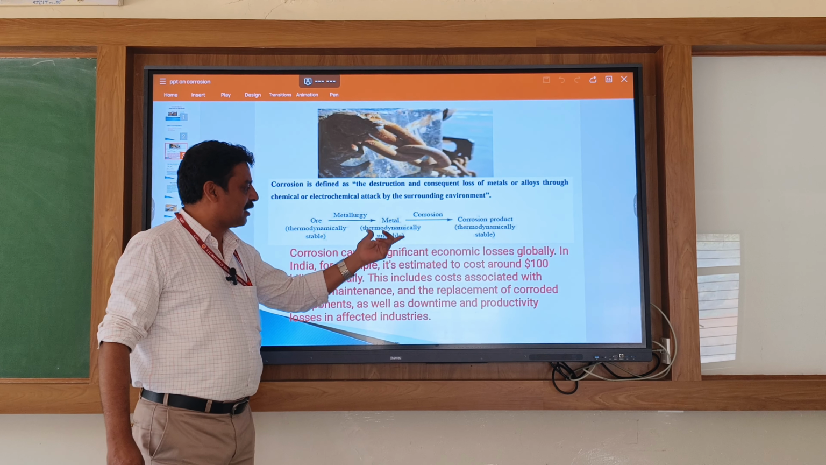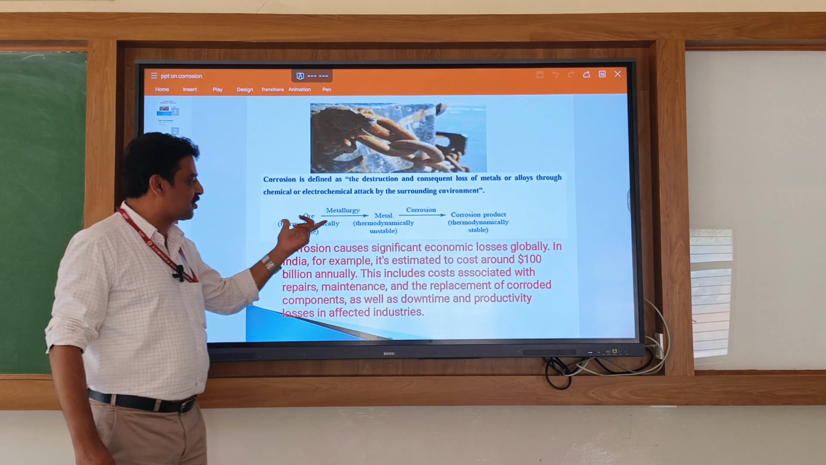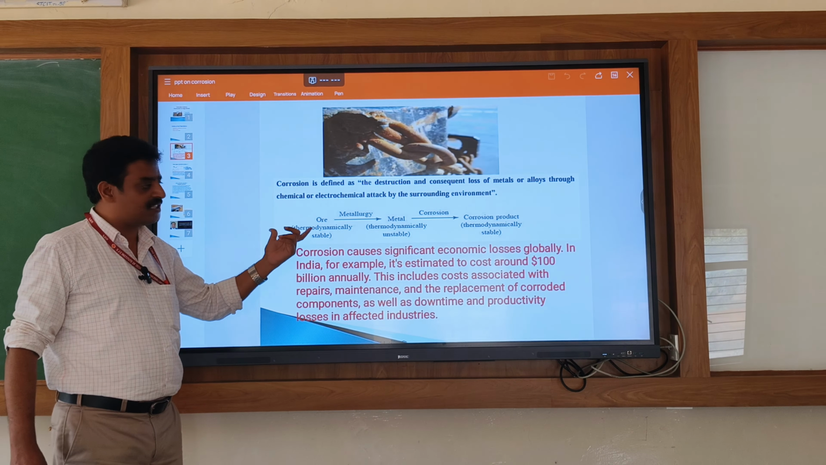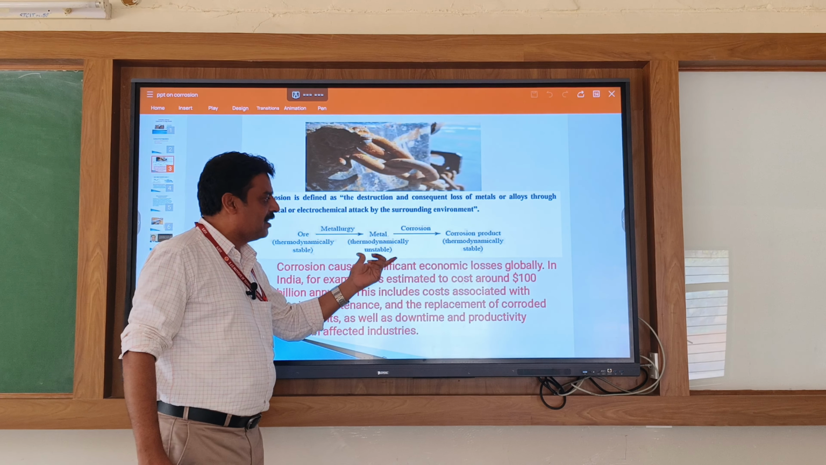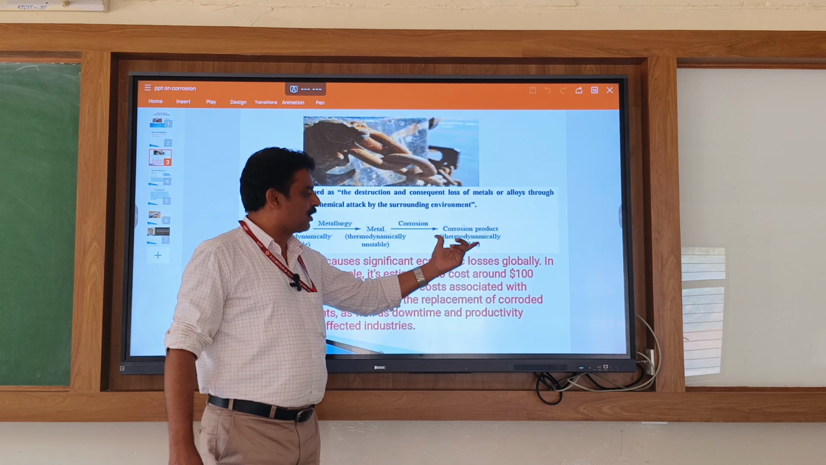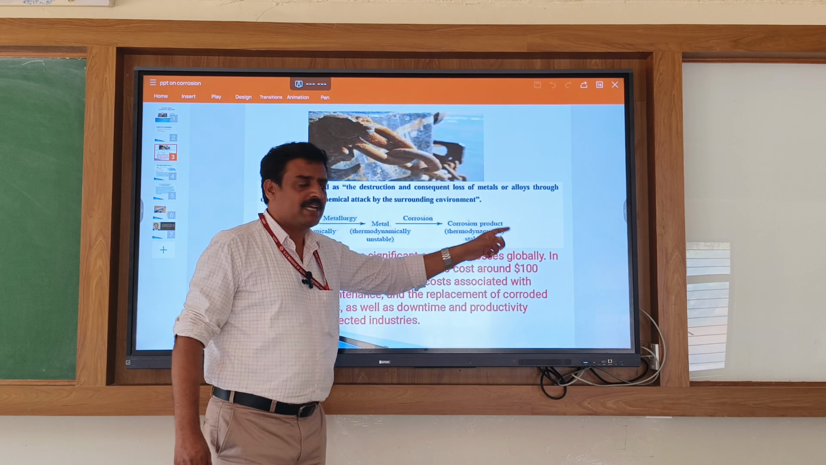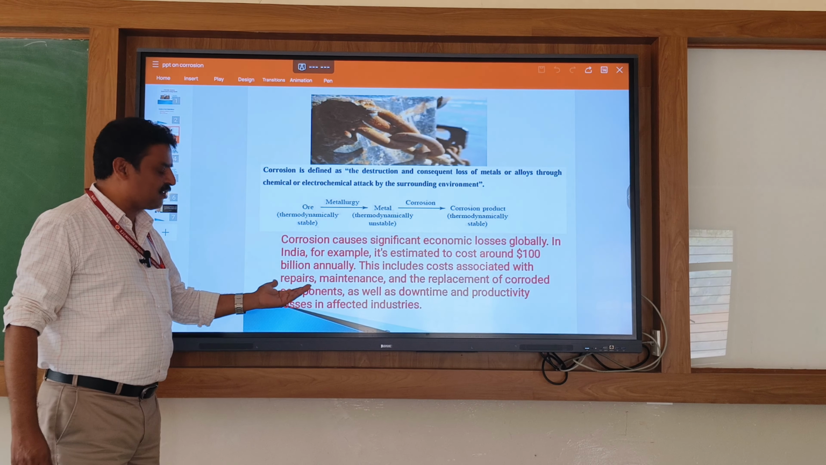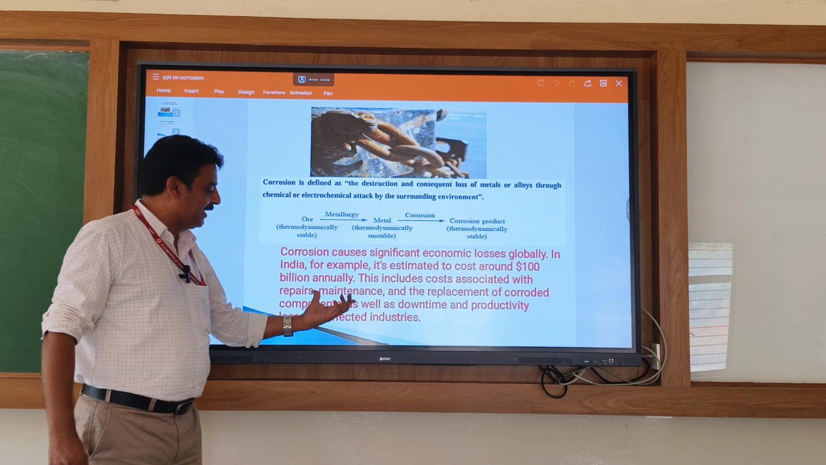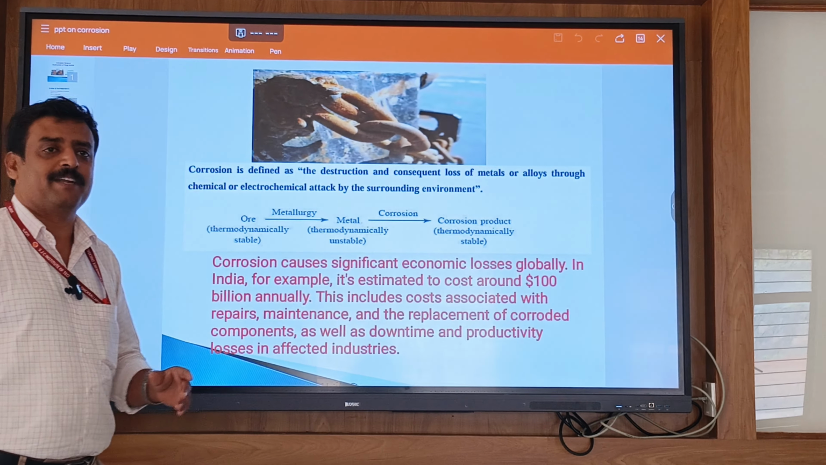A metal is thermodynamically unstable, and is generally extracted from an ore, which is thermodynamically stable. A metal which is thermodynamically unstable will have a tendency to undergo electrochemical changes to become its chemical compound. That natural tendency generally leads to repairs, maintenance and replacement of metallic objects.